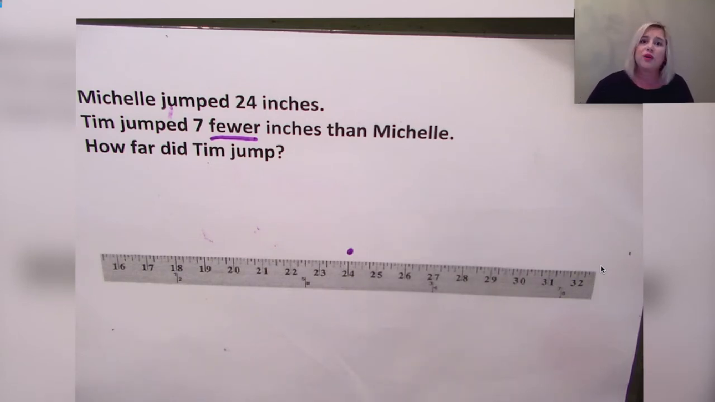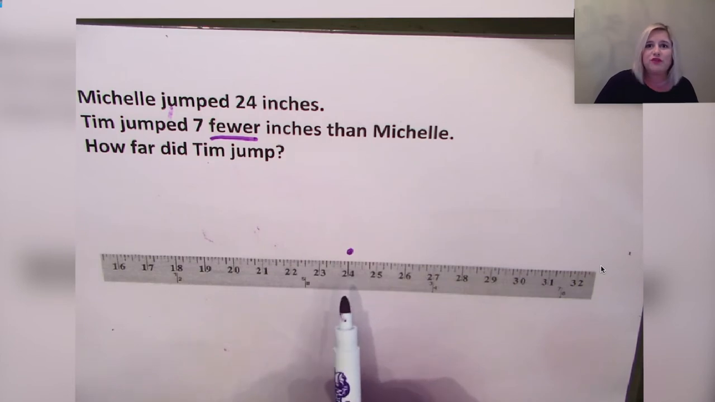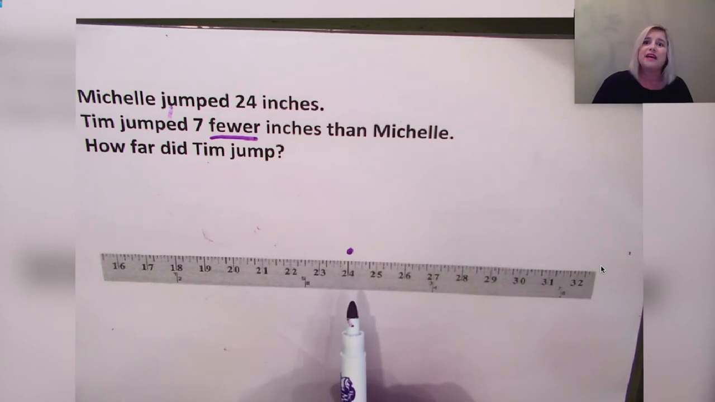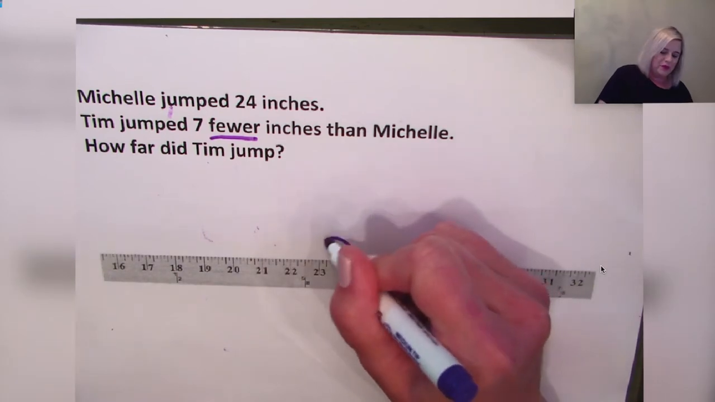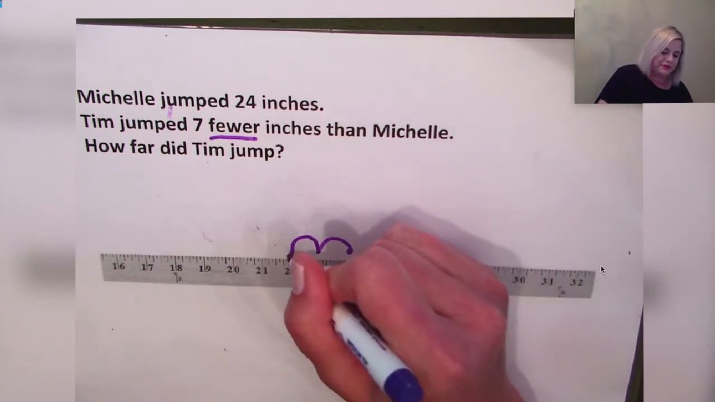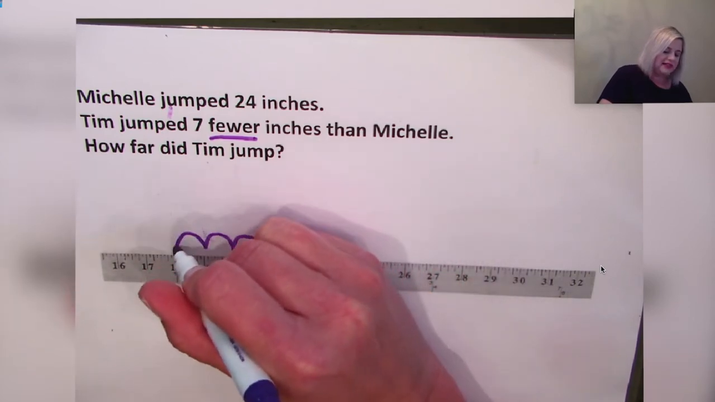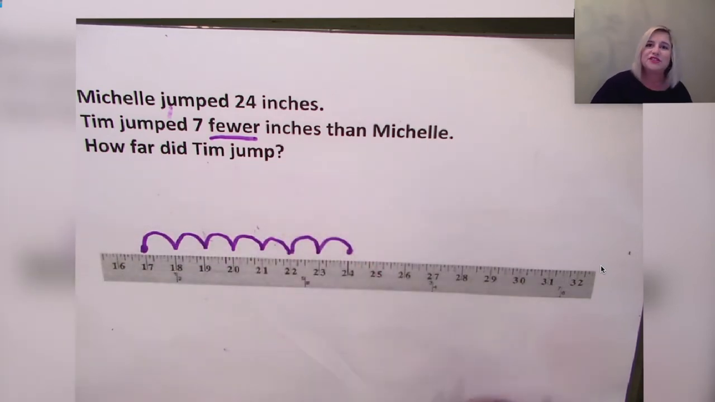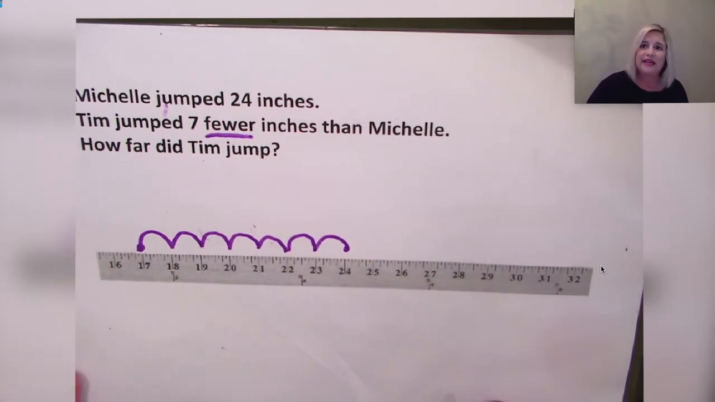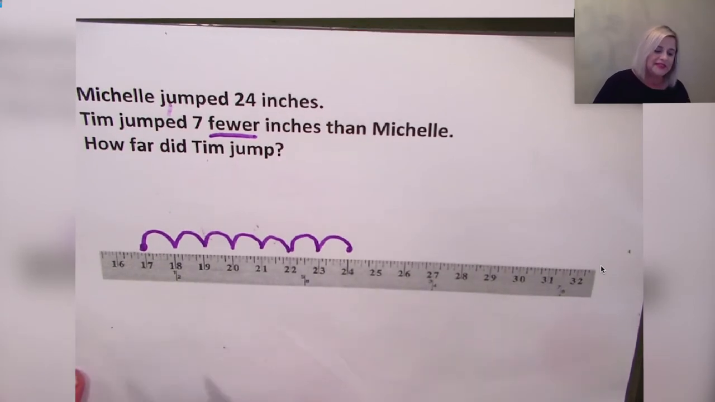No, he did fewer. So since Tim jumped fewer inches than Michelle, we're going to be going to the left on the ruler. We will start at 24 inches because that's how far Michelle jumped. Then we're going to count 7 fewer inches. And I want you to count with me. 1, 2, 3, 4, 5, 6, 7. And we landed on 17. So we can see from our model that Tim jumped 7 fewer inches than Michelle.